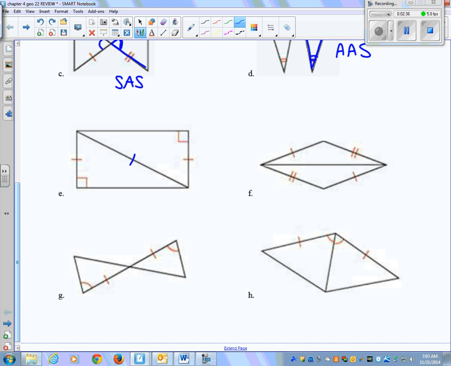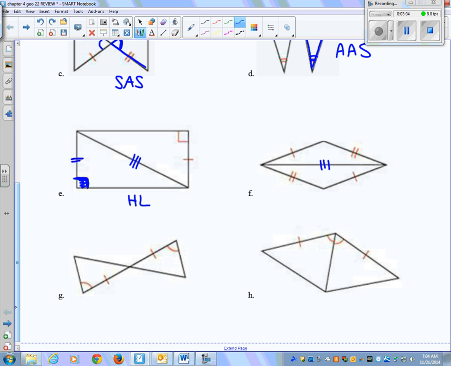Here we have a reflexive property. We could mark the common side congruent. Again, look at just one triangle at a time. You've got a right angle, a leg, and a hypotenuse. So this is going to be hypotenuse leg. You may have at first thought ASS, but we know that's a bad word. So when the A of ASS is a right angle, it's going to be HL.